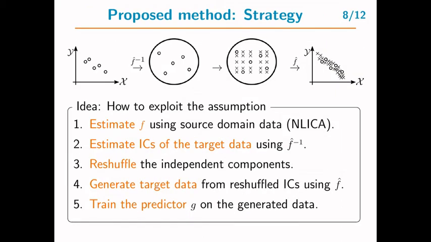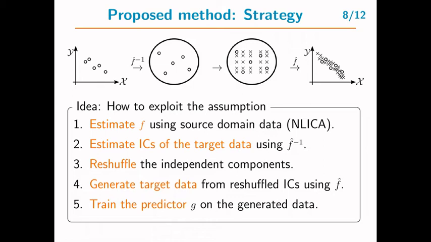Next, I will explain how to exploit the assumptions for domain adaptation. Our proposed method goes on like this. First, we estimate f using the source domain data, because that is essentially the only commonality that is assumed about the relations of the domains. We can realize this step by Nonlinear-ICA.